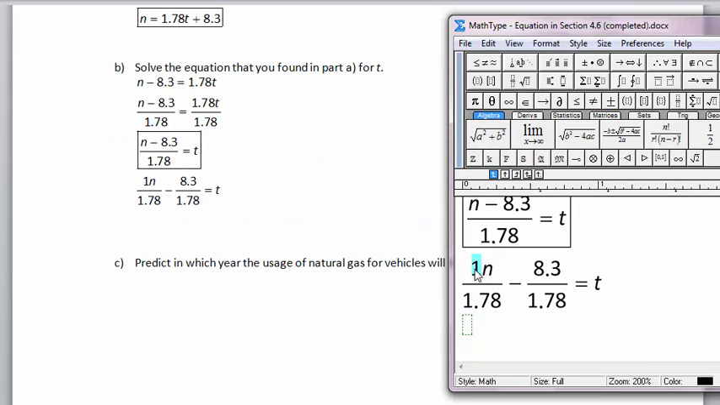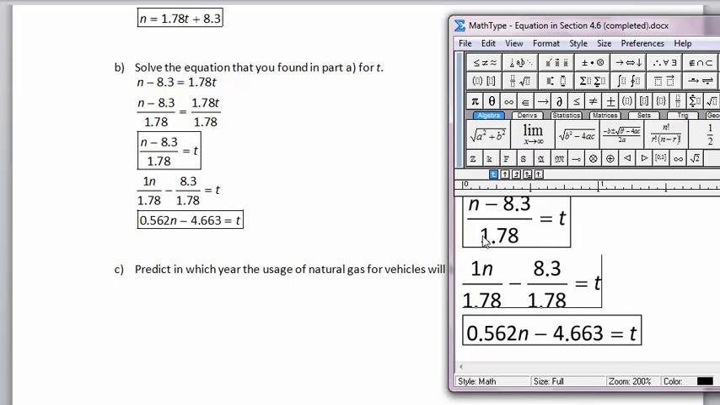So 1 divided by 1.78 gives us about 0.562n, if I round to the nearest thousandths place, minus 8.3 divided by 1.78 gives us about 4.663, if I round to the thousandths place, equals t. So this is our equation that has been simplified using the distributive property. And like I said before, we're often going to want to simplify our equation like this when I'm working with linear equations.